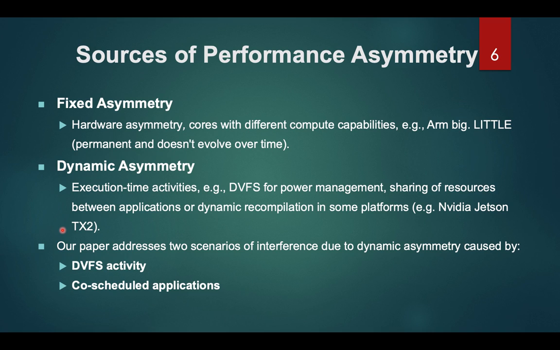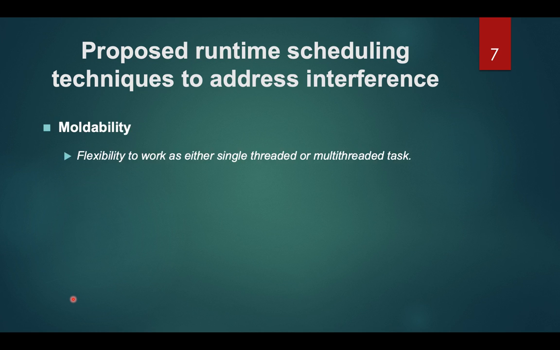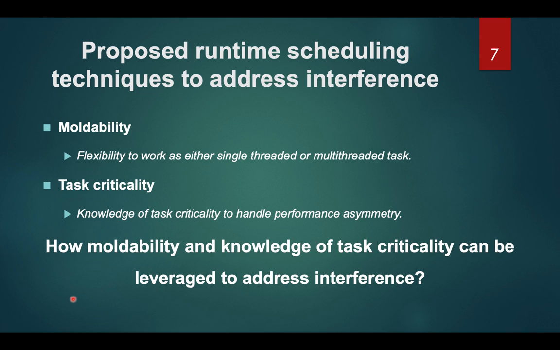In our paper, we address two scenarios of interference. First, DVFS activities and the co-scheduled applications. The proposed runtime uses some scheduling techniques to address the interference. First is moldability, which is flexibility to work as either single-threaded or multi-threaded task, and the knowledge of task criticality to handle the performance asymmetry. So the question becomes, how can moldability and knowledge of task criticality be leveraged to address interference?